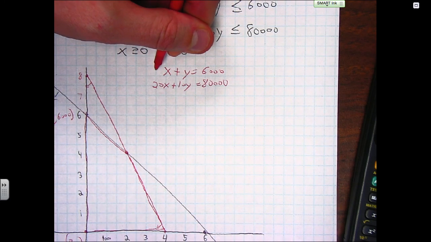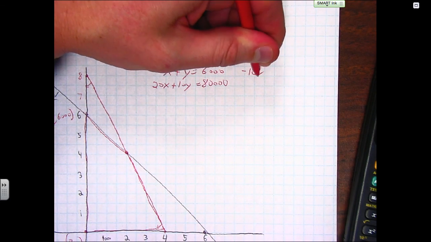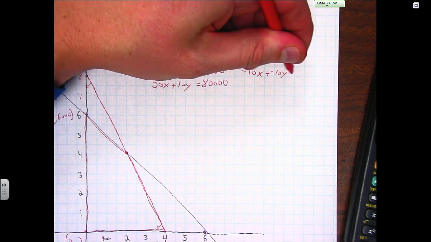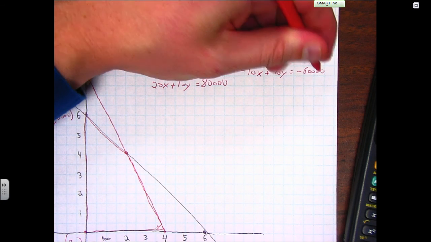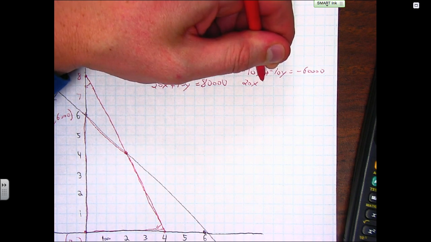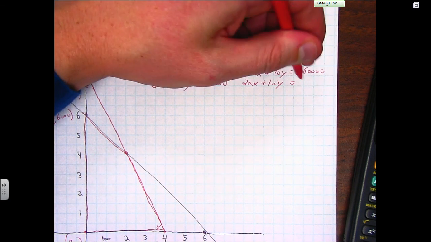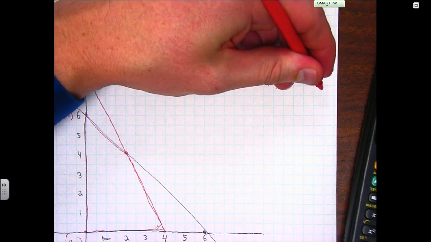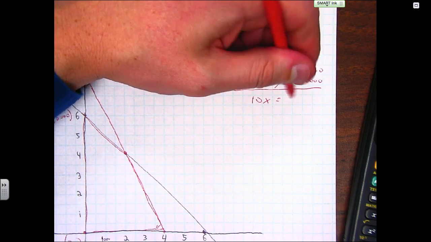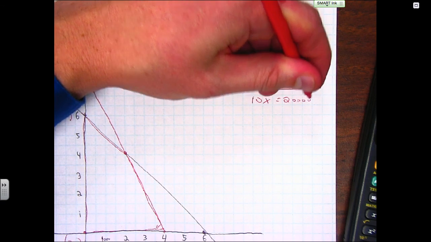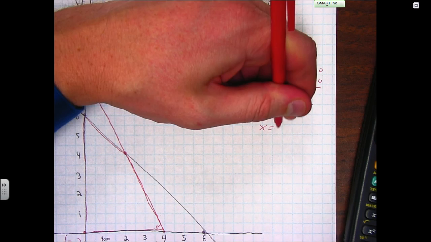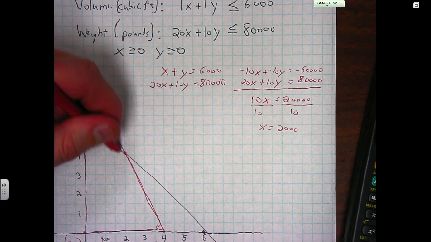I'll do this by elimination. I'll multiply the top equation by negative 10. So I get negative 10x plus negative 10y equals negative 60,000. And then the second equation is 20x plus 10y equals 80,000. I add them together. I get 10x equals 20,000. And sure enough, when I divide by 10, I get x equals 2,000, which looks good based on my graph here.